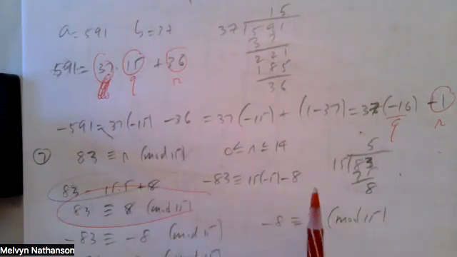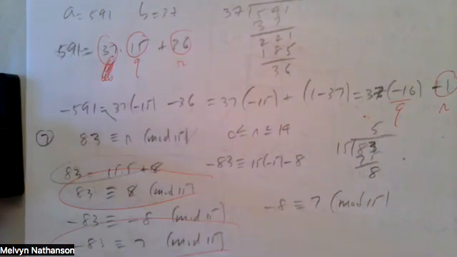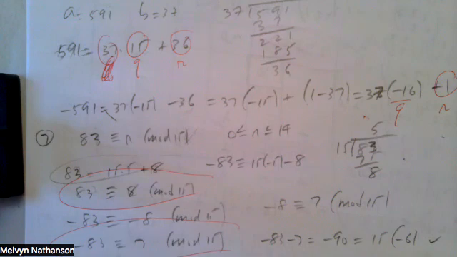So 8 is the least non-negative residue of 83 mod 15, and 7 is the least non-negative residue of minus 83 mod 15. And if we want to check this, minus 83 minus 7 is minus 90, and that is divisible by 15. It's 15 times minus 6. So this checks. Questions about this?